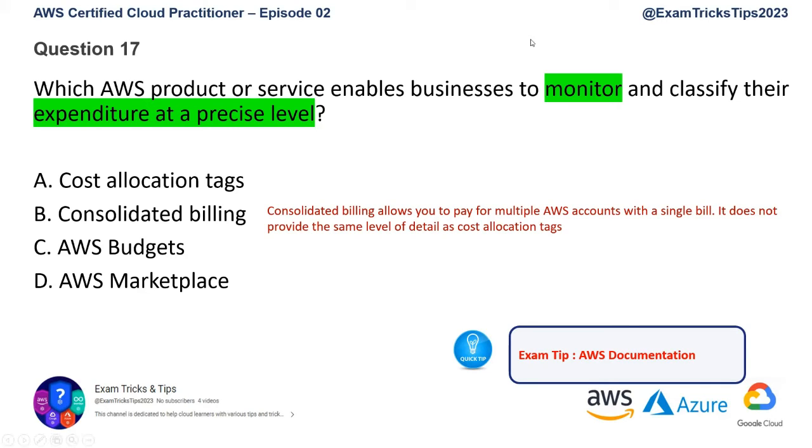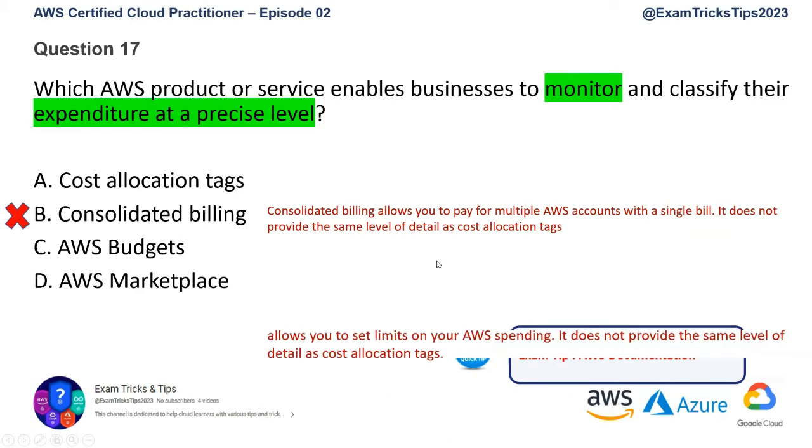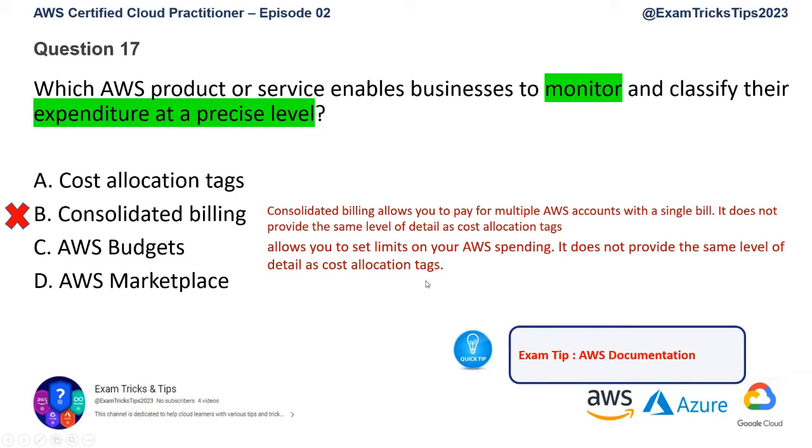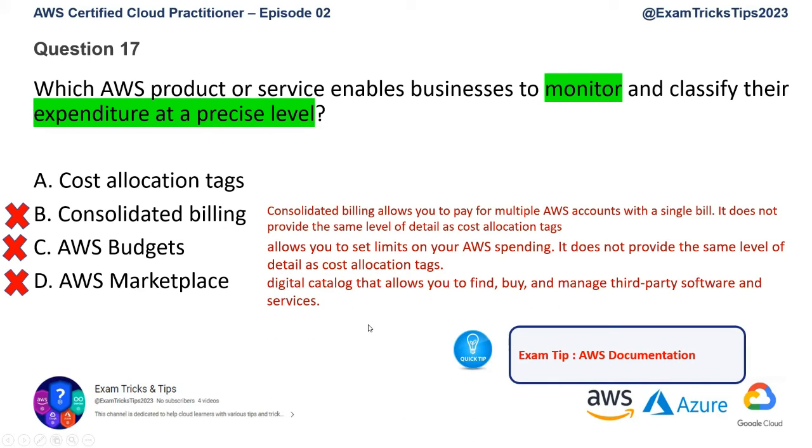So that's ruled out. AWS Budgets, that is to keep your usage in check within certain limits. Again, that does not give you what we are needing in this particular question. Marketplace, that's the obvious wrong one in this whole set. Marketplace is like the Android Play Store, where you get third-party applications. AWS Marketplace is a similar place where you have applications from third parties where you can browse and buy and install. So B, C, D are wrong for me.